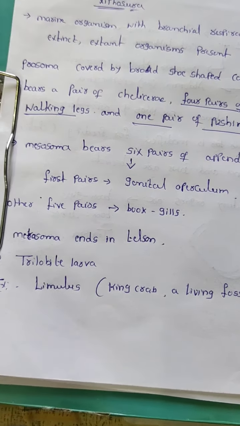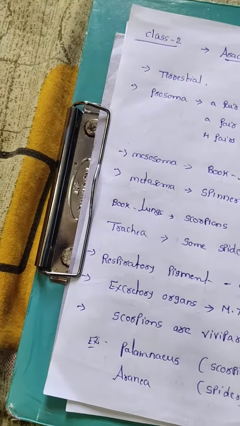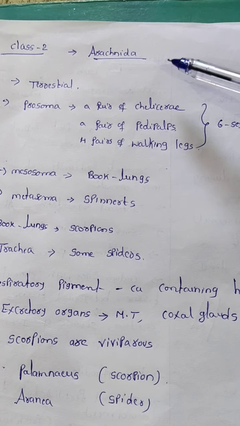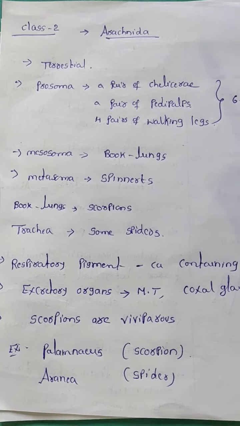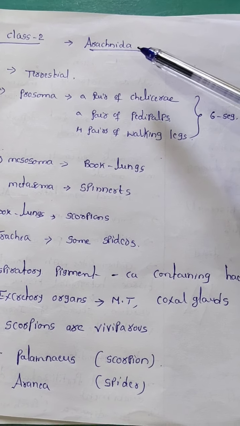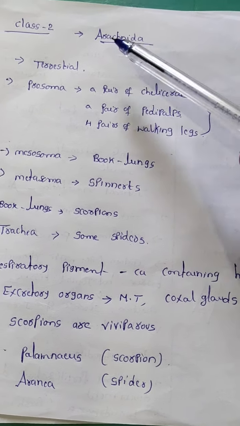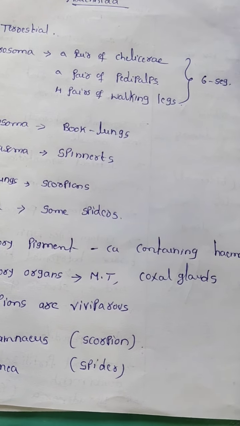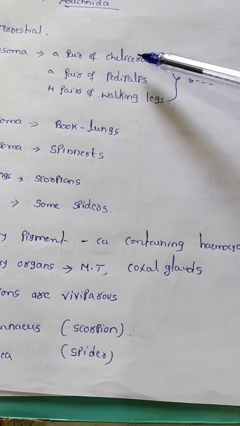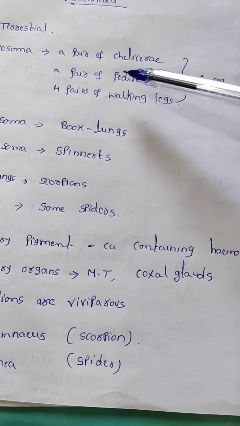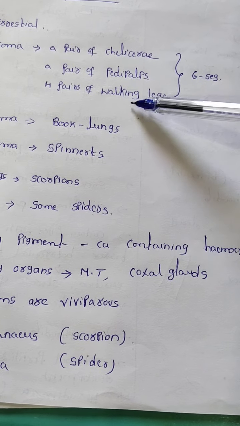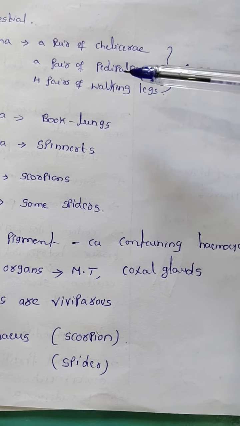Okay. Next, we can go for another class, that is arachnida. The best example of arachnida is the scorpion. It is a terrestrial one. Prosoma is the same as that of Xiphosaura. The first pair has chelicerae. The next pair has pedipalps. 4 pairs have walking legs. There are no pushing legs.